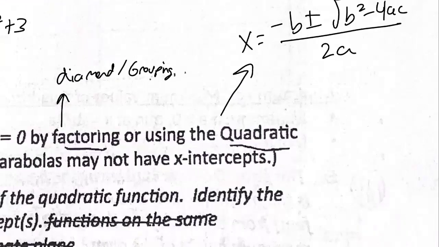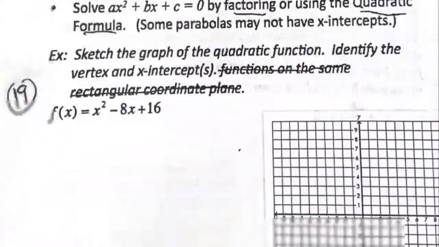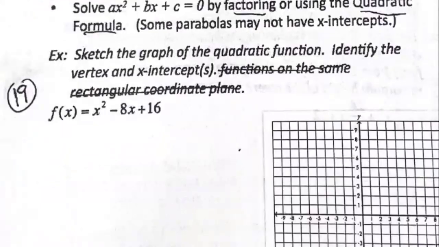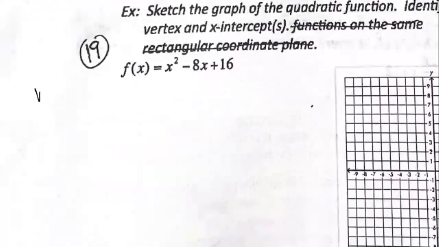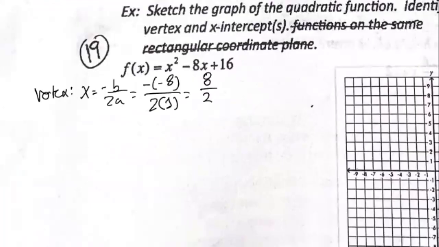Okay. So here's the first example. Sketch the graph of the quadratic function, identify the vertex, the x-intercepts, and all the great stuff. So we're going to do this step by step. So finding the vertex, x equals negative b over 2a. So you gotta know your values. So b in this case is negative 8, and a is just positive 1. Negative times a negative is positive. 2 times 1 is 2, which will give you 4.